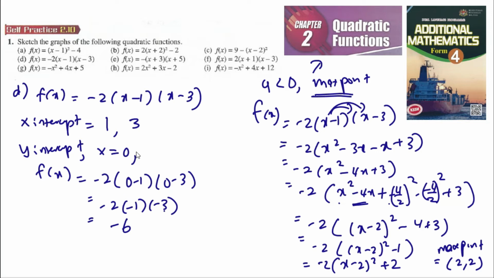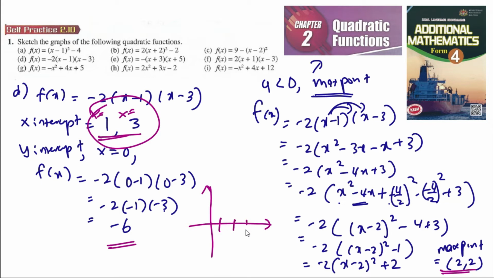So you see now, the x-intercepts are x is equal to 1 and x is equal to 3, and the y-intercept is -6, and the maximum point is (2, 2). So for the x-intercepts, on the axis we mark 1, 2, 3. This one is x equal to 1, and this one is x equal to 3.